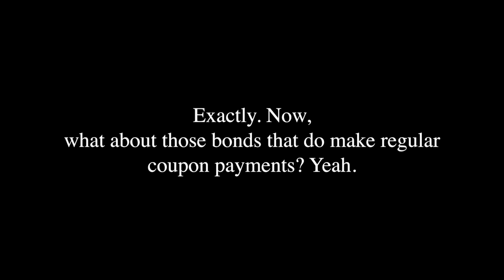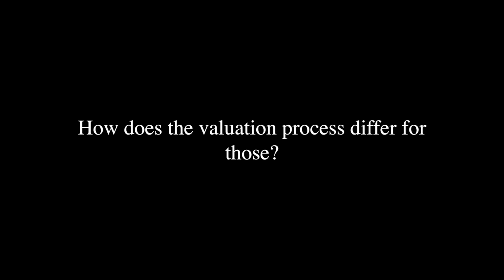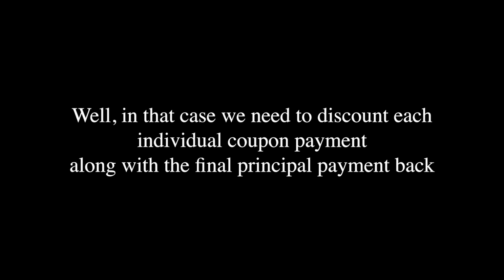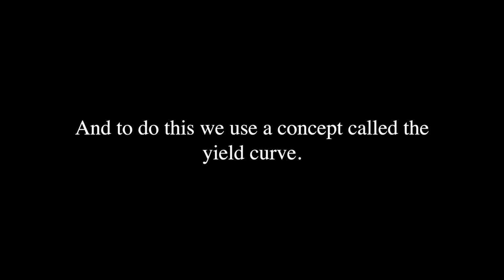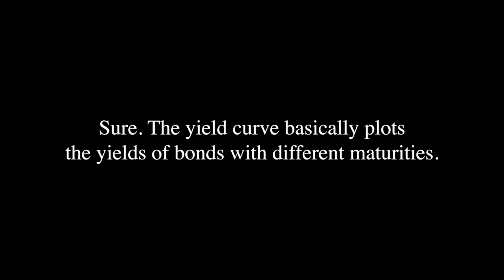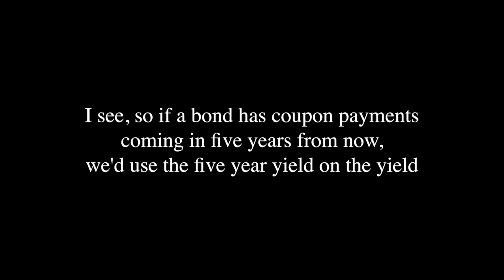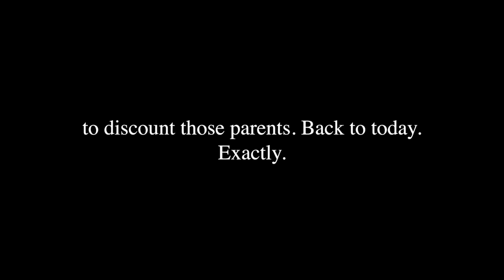Exactly. Now, what about those bonds that do make regular coupon payments? How does the valuation process differ for those? Well, in that case, we need to discount each individual coupon payment along with the final principal payment back to their present values. So it's like adding up the present value of all those future cash flows. You got it. And to do this, we use a concept called the yield curve. I've heard of that, but could you explain it a little more? Sure. The yield curve basically plots the yields of bonds with different maturities. We can use this curve to determine the appropriate discount rate for each individual cash flow. So if a bond has coupon payments coming in 5 years from now, we'd use the 5-year yield on the yield curve to discount those payments back to today. Exactly.